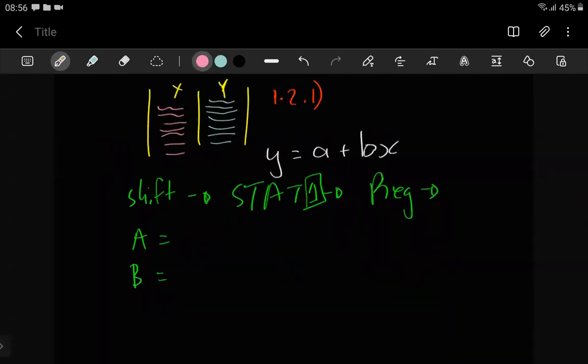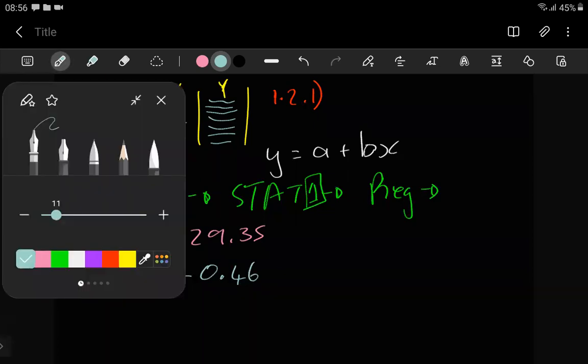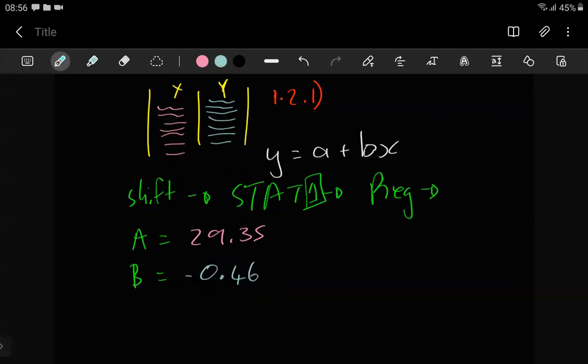What is A? A is 29,35. And B is negative 0,46. There we go, that's the way. Y is equal to 29.35 minus 0.46 x.